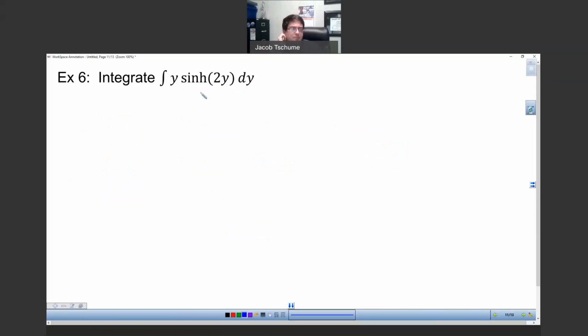Hyperbolic trig, or hyperbolic functions. We haven't looked at those in a little bit, so let's bring that back. So I want you to take the integral of y times the hyperbolic sine of 2y. In this case, you have two functions. You have a polynomial function, which is good, and hyperbolic trig can just be kind of lumped in with your trig functions because they will work very similarly here. So since you have a polynomial times a trig function, this can be done using the technique of tabular.